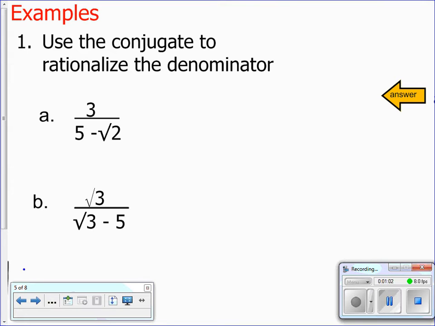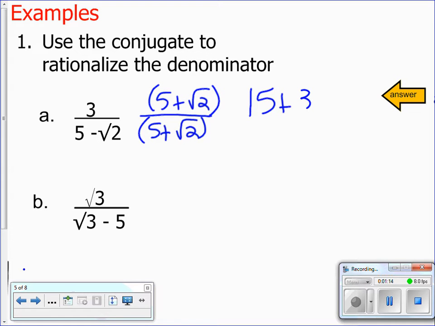So in this example, the conjugate is 5 plus the square root of 2. So I multiply the top and the bottom by 5 plus the square root of 2. And I get 15 plus 3 square root 2. On this I'm FOILing.